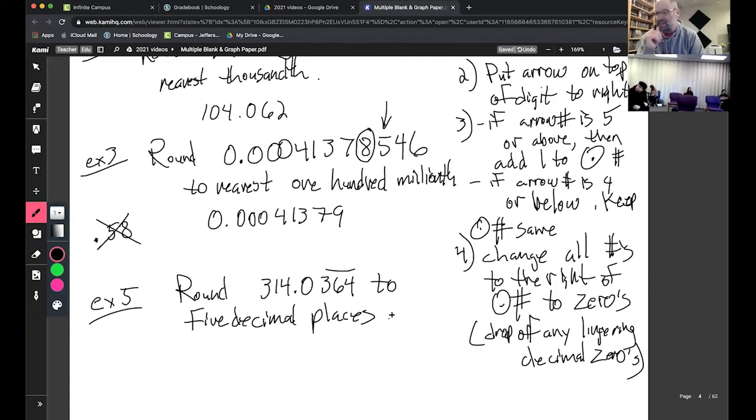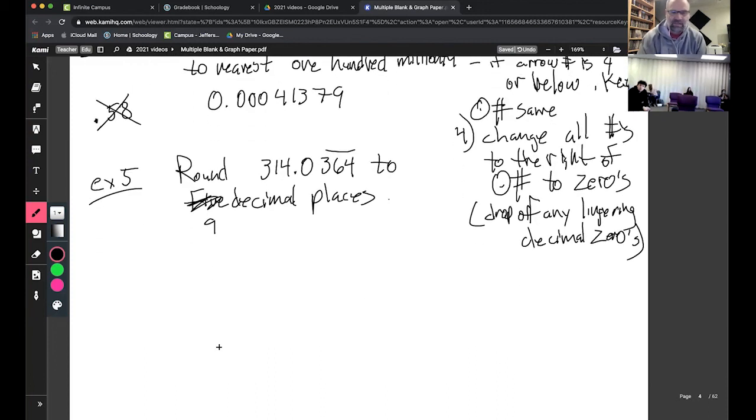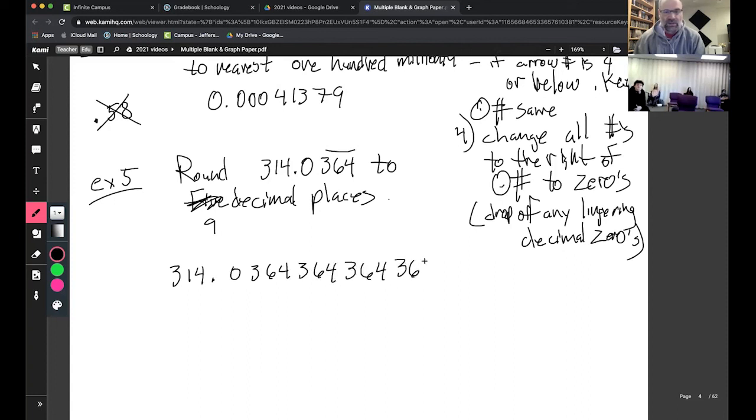And then it says like to 9 decimal places, to the nearest 100th. Okay. So let's just say 9 decimal places. We're going to round this to 9 decimal places. First of all, there's only like 4 decimal places here, but this little repetend here means that it repeats. So I'm going to just write as much as I think I need. 3, 6, 4, 3, 6, 4, 3, 6, 4, 3, 6, 4.